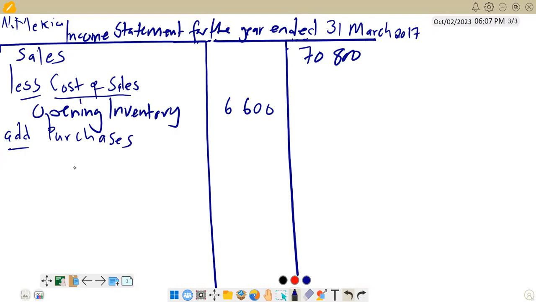Right, the purchase figure, we found it there in the purchase ledger control, and it was 32,600. So we have 32,600. Then we add there. If we add the 32,600 plus 6,600, then we get 39,200. Right, so that's what we have there. Then after that, now obviously we go to closing inventory. So we less closing inventory here.